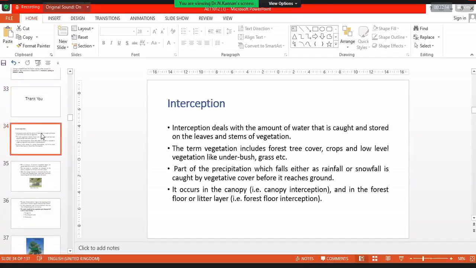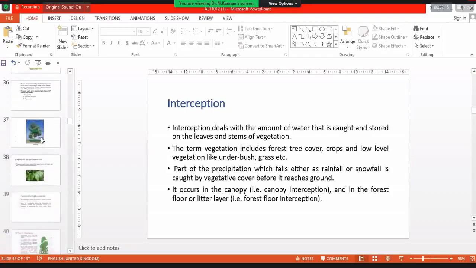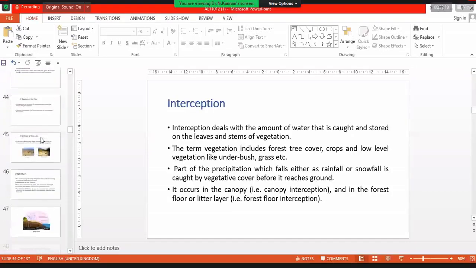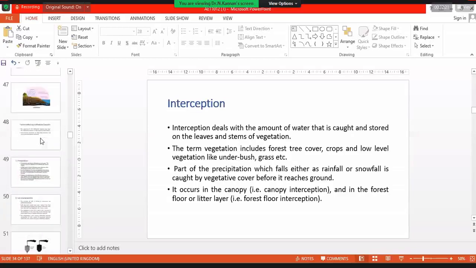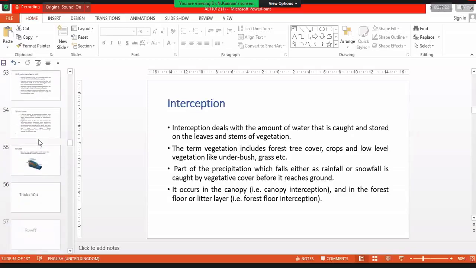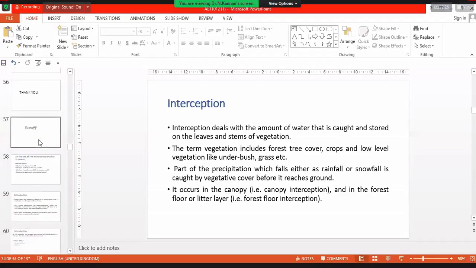Have you studied interception, yes or no? You completed? Sahitya completed this one, yes or no? Please talk to me. Yes, sir. Yes, Sahitya completed interception.